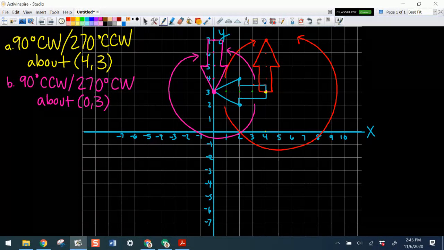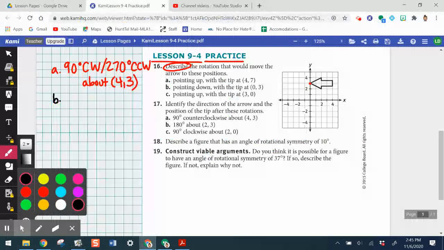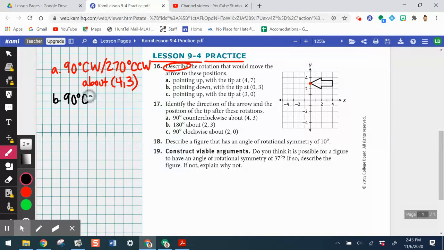So let's jump back to our page and add that answer: 90 degrees counterclockwise, or 270 clockwise, about the point (0, 3).